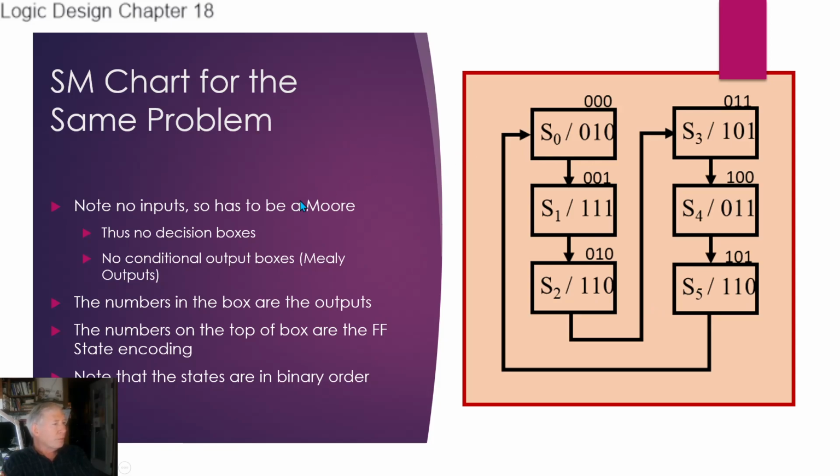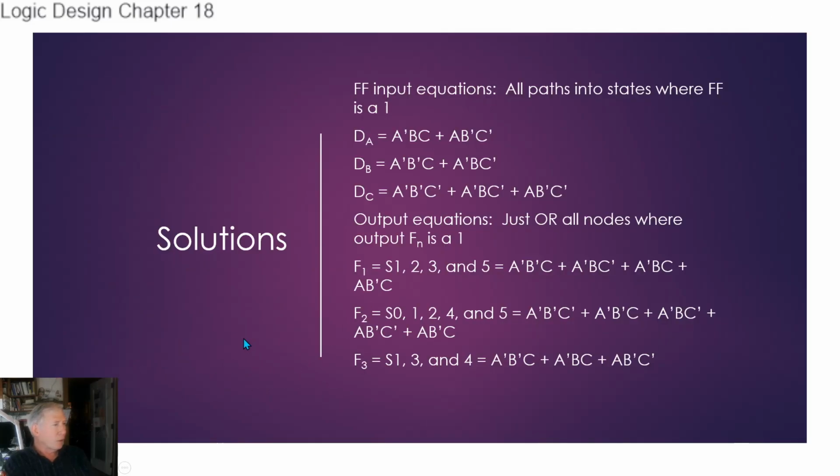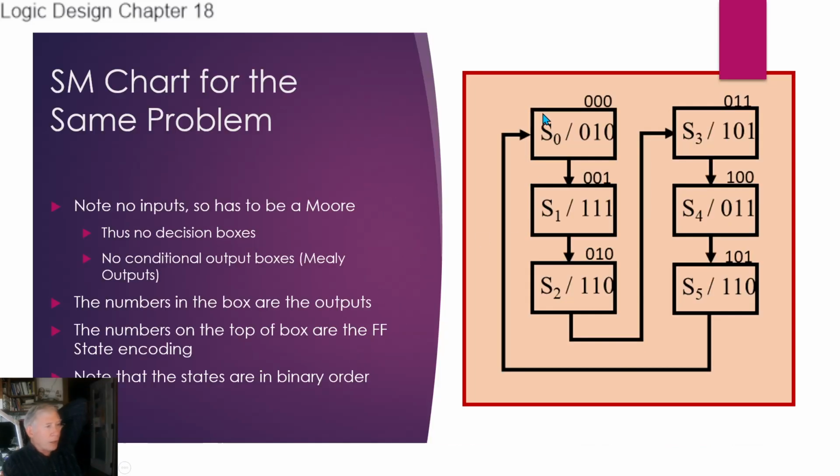So it's a more... because there's no conditional output boxes, and there's no inputs, so there's no decision boxes. The numbers in the boxes are the outputs. The numbers on top of the boxes are the flip-flop encoding of our state, and the states are in straight binary order. Okay, so we can solve this directly from our SM chart.